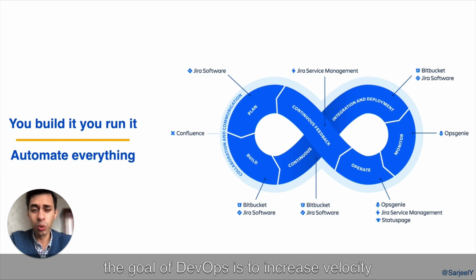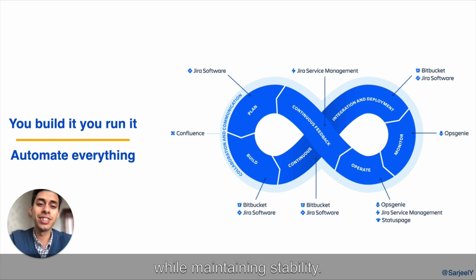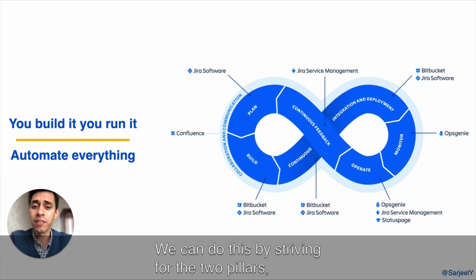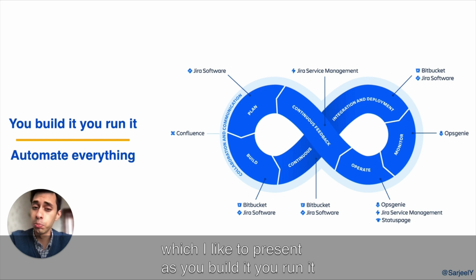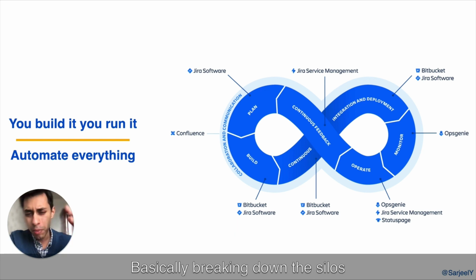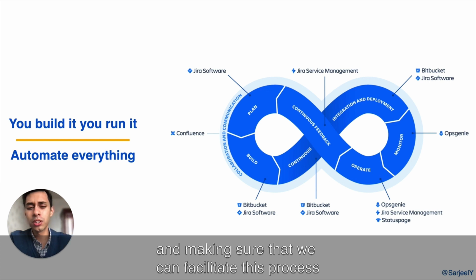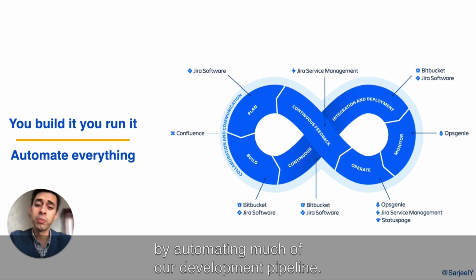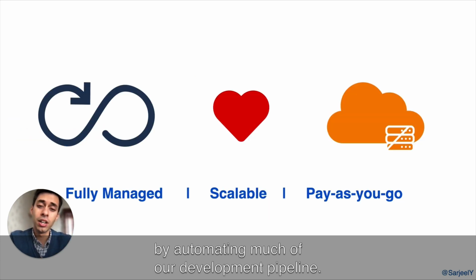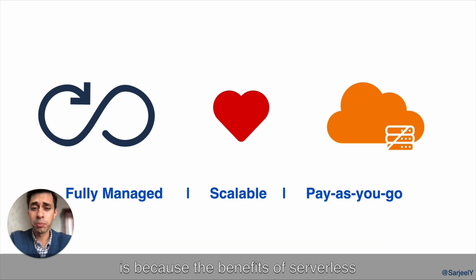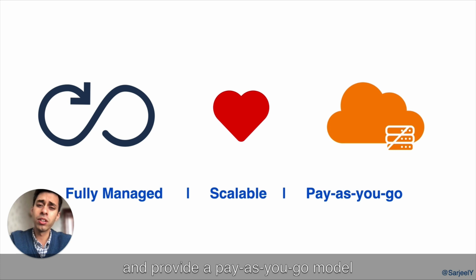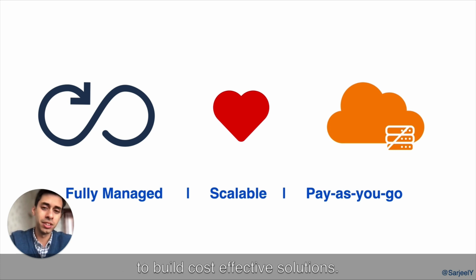So getting into it, the goal of DevOps is to increase velocity while maintaining stability. We can do this by striving for the 2 pillars which I like to present as you build it, you run it, and automate everything. Basically breaking down the silos and making sure that we can facilitate this process by automating much of our development pipeline. The reason why I want to use serverless for this is because the benefits of serverless are that they are fully managed, scalable, and provide a pay-as-you-go model to build cost-effective solutions.